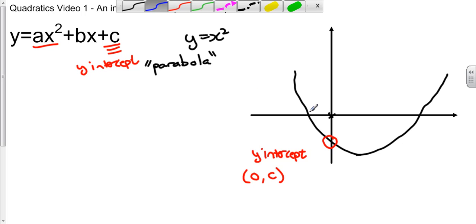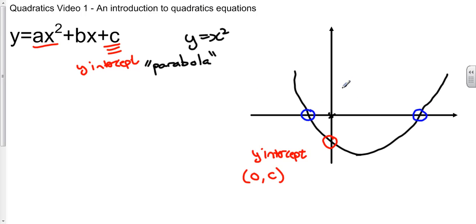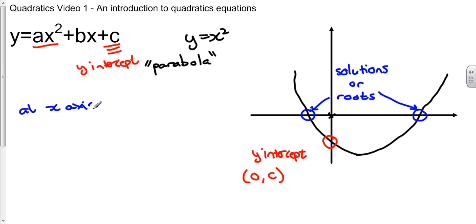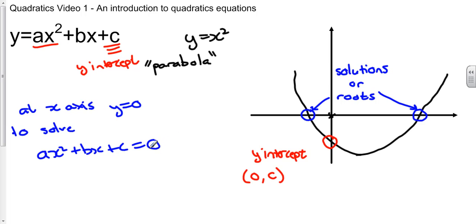The next set of points you need to be able to find are these 2 points where the curve crosses the x-axis. Now these are known as solutions, so if you have to solve a quadratic, these are the 2 points you're looking for, or sometimes you might hear them referred to as roots. Either way, the x value where the curve crosses the x-axis is a very important point for quadratics. So if we needed to solve them, we need to find these 2 points here. Now at these points, at the x-axis, y equals 0. So to solve a quadratic, it's got to be of the form ax squared plus bx plus c equals 0. And you can only solve when y is equal to 0. And there'll be another video where you can have a look at how we do that.